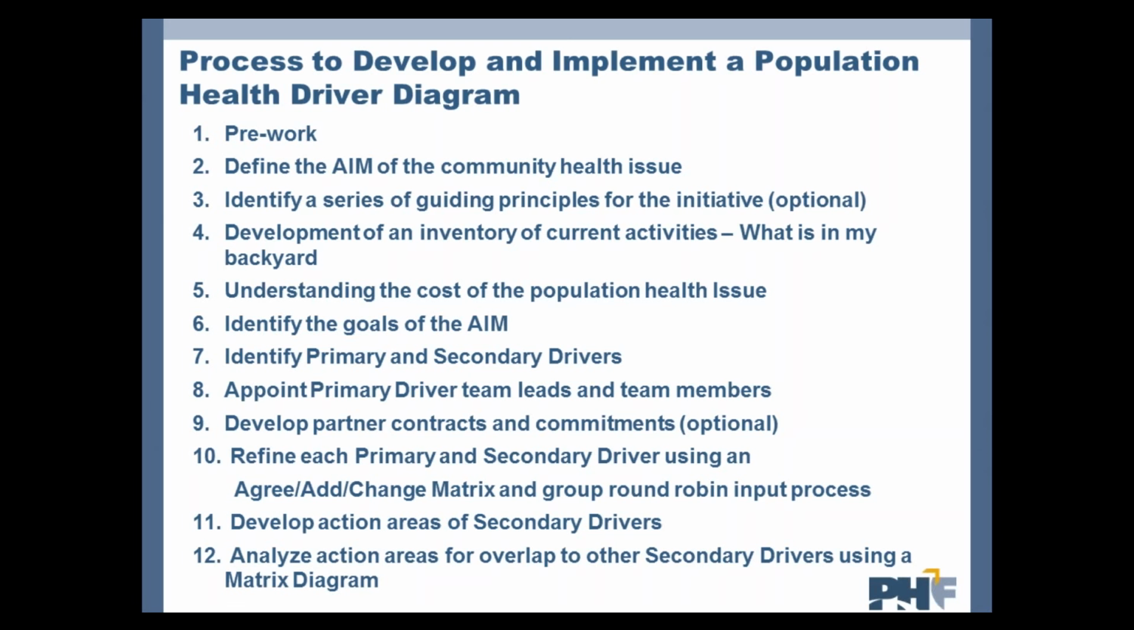And then when we get groups in to review it, we use a process with an add, change, and agree matrix, and we do some round-robin input processes where we make the driver diagram more robust. Then we start to focus on where we are going to do some action. Before we jump into action, if I'm in primary driver 1 and I have an action in my secondary driver, is it similar to one in primary driver 3? We want to make sure we're not overlapping in this case.